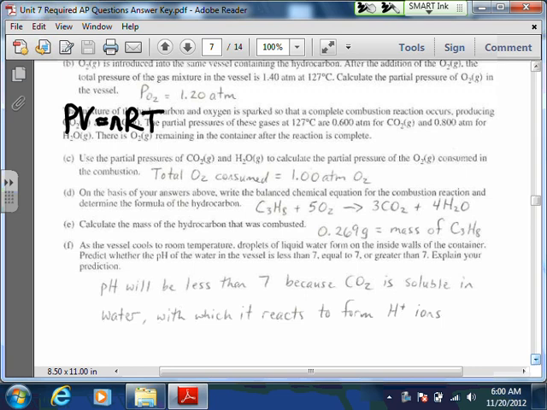Okay, and so I need to do that for the CO2, and then I need to do PV equals nRT also for the H2O. Okay, so I have to do that twice, and I'm going to plug everything else in, and I'm going to solve for my n on both of these. That's going to give me the number of moles of carbon dioxide and the number of moles of H2O that I have. Okay?